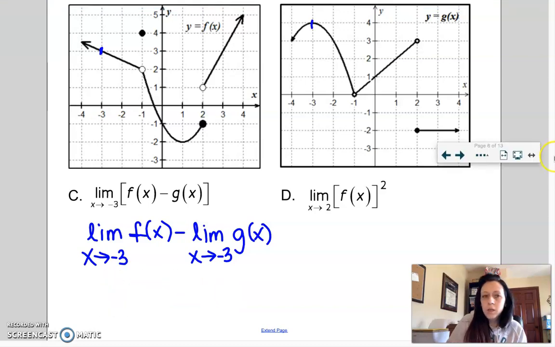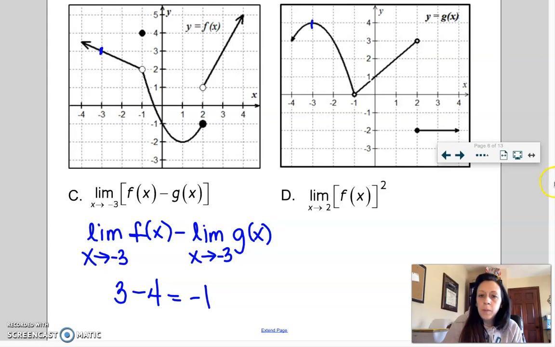So if you take the limit of the f of x graph as we're approaching -3, that looks like it's going to hit at 3. The g of x graph as we approach -3 looks like 4. And subtracting, you get -1.